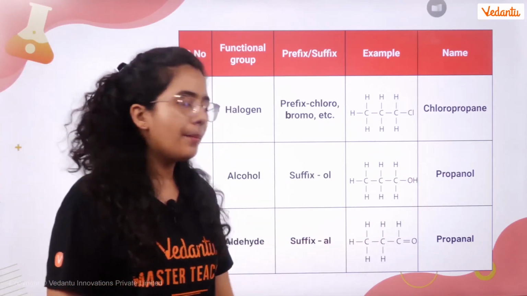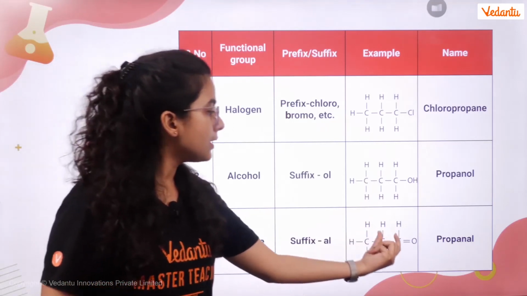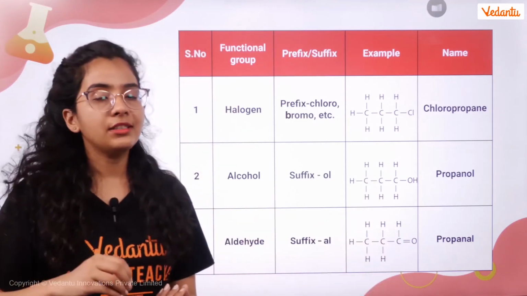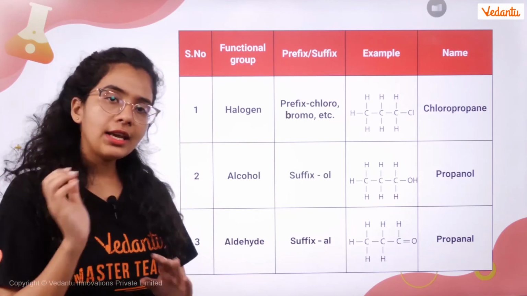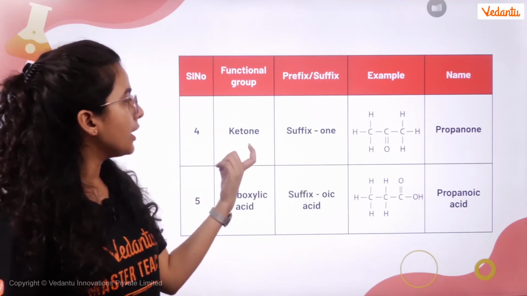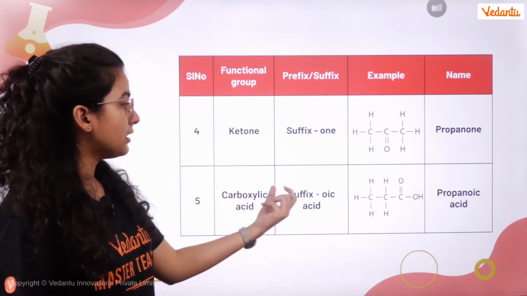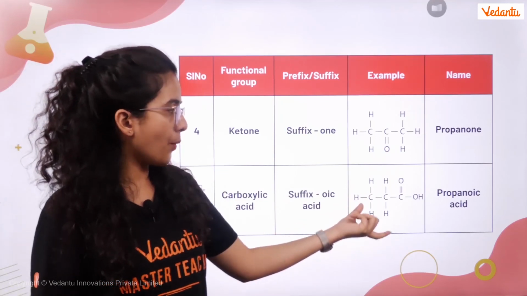Here, again 3 carbon atoms, prop. Ane for saturated hydrocarbon. This is the CHO group, aldehyde group, its suffix is al. So we remove e before adding al, so we get propanal. Okay, fine. Now, ketone suffix is one. This is propanone. Carboxylic acid suffix is oic acid. So this is propanoic acid.